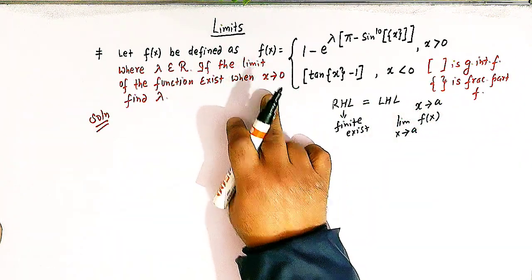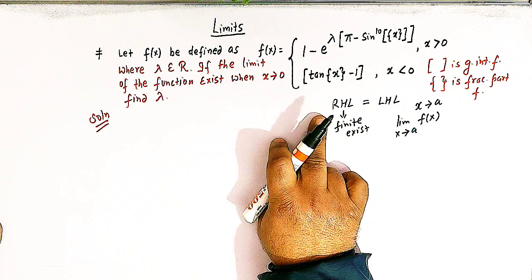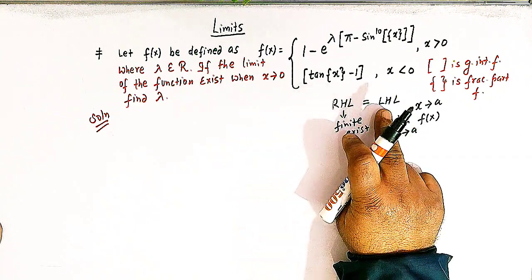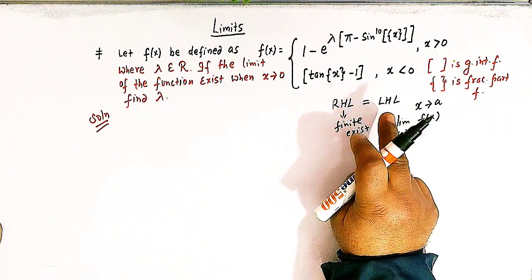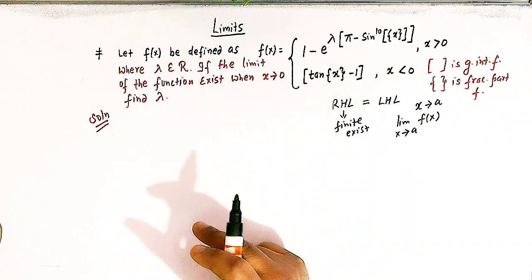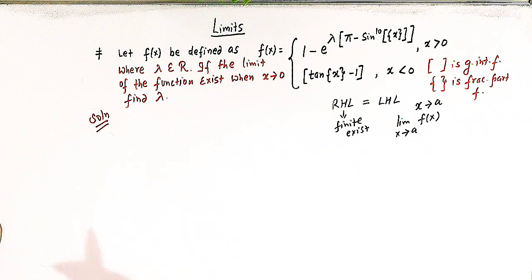So to solve this problem, we'll first find out the right hand limit, then we'll find out the left hand limit, and then we'll equate both the expressions to get an equation in lambda, and then we can find out the value of lambda.